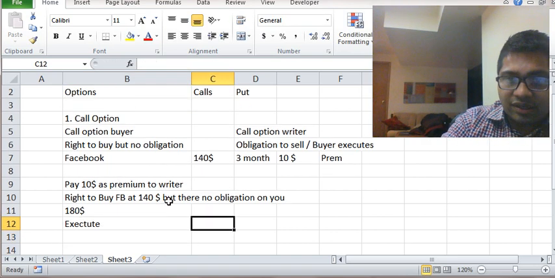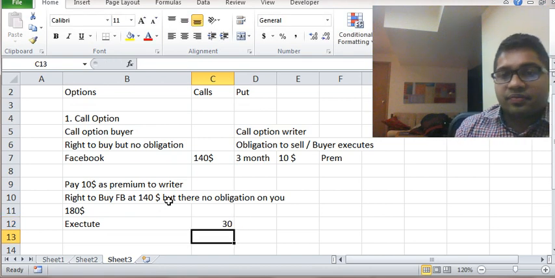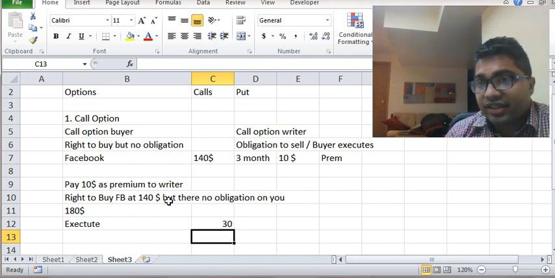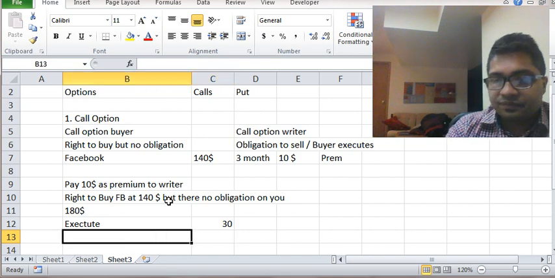So what is your profit? The thing that was trading at $180, you are buying at $140, but you paid a $10 premium. So your profit is $30. So by paying $10, you got $30 back if stock goes to $180.